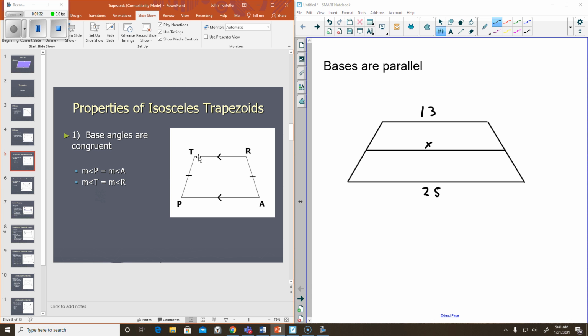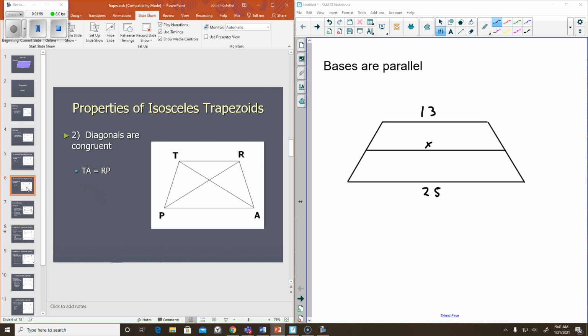Inside isosceles trapezoids, the base angles are the same, okay? So that means like T and R are equal, and P and A are equal. Remember that they still have those 180 degrees between the two angles, okay? That are, again, not beside each other. I'm sorry, not on the parallel line. But the ones that are between the parallel lines are equal to 180 degrees, okay? Something that you need to know.